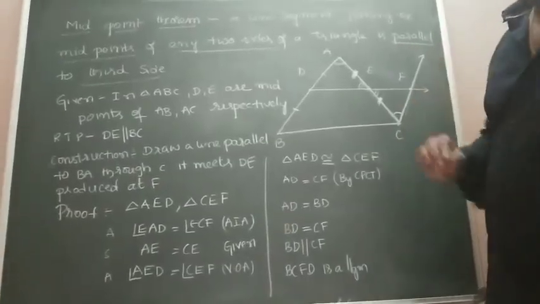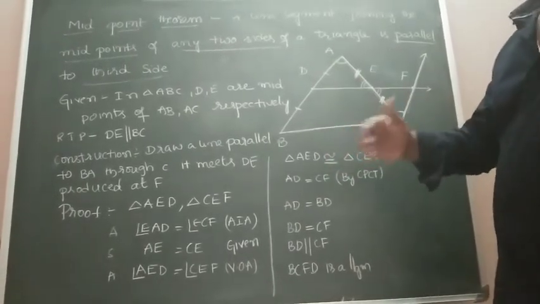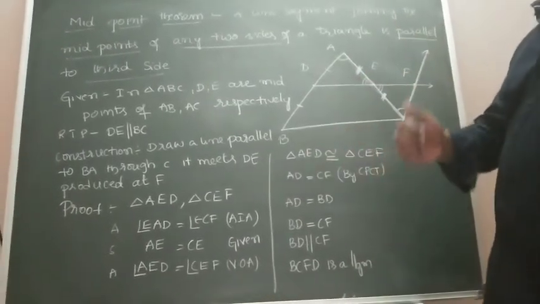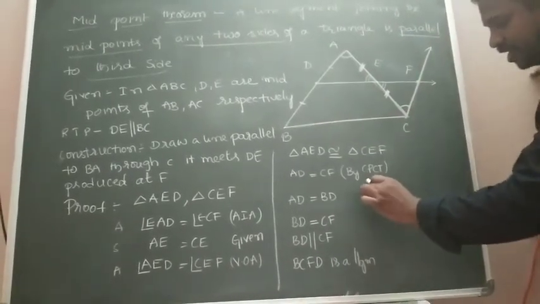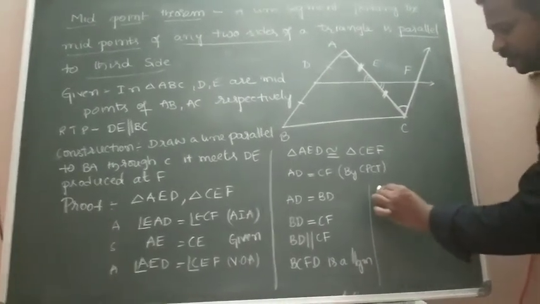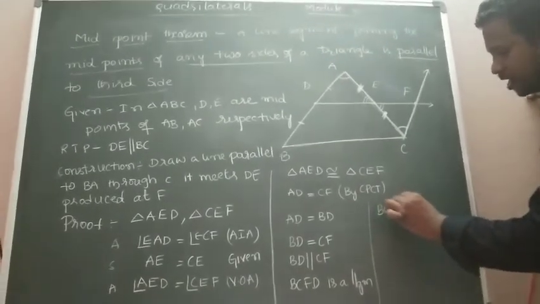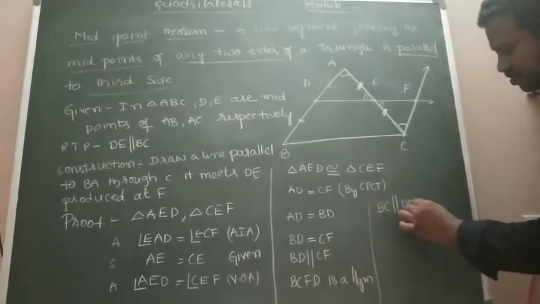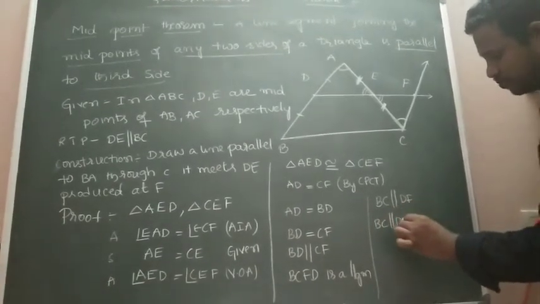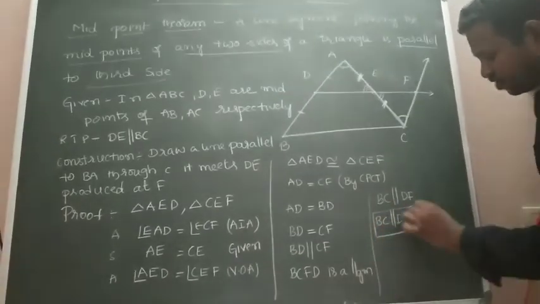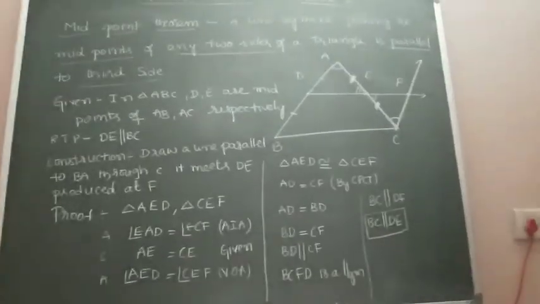In a parallelogram, opposite sides are equal, opposite angles are equal, and opposite sides are parallel also. That's why, therefore, BC is parallel to DF and BC is parallel to DE also. That is the proof of the midpoint theorem, children.